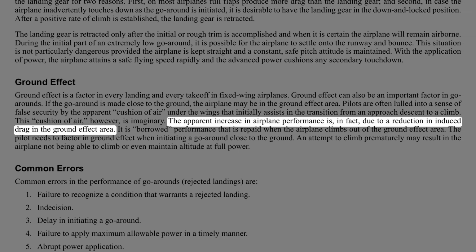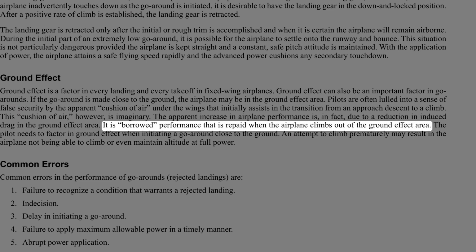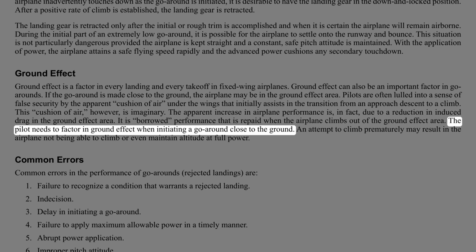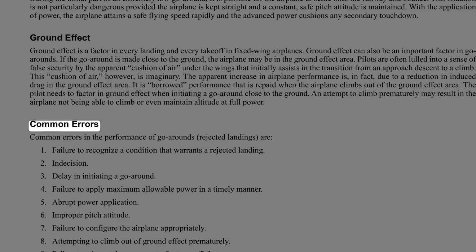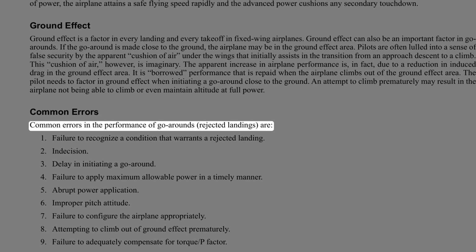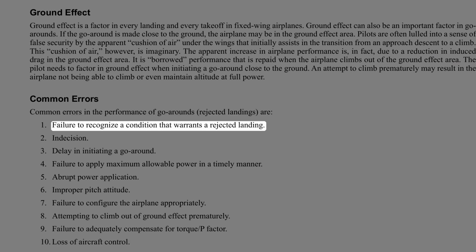The apparent increase in airplane performance is, in fact, due to a reduction in induced drag in the ground effect area. It is borrowed performance that is repaid when the airplane climbs out of the ground effect area. The pilot needs to factor in ground effect when initiating a go-around close to the ground. An attempt to climb prematurely may result in the airplane not being able to climb or even maintain altitude at full power.